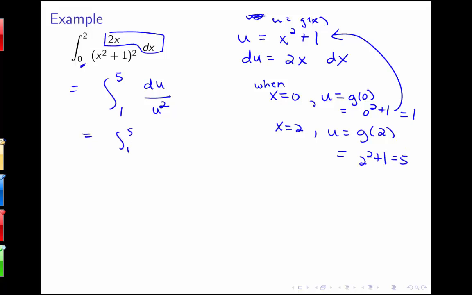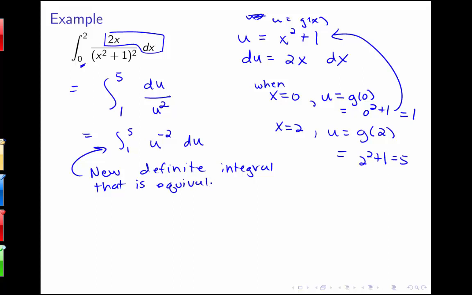So we're looking at this integral from 1 to 5 of u to the negative 2 du, just to rewrite this using negative exponents instead of as a fraction. Now what I have to remember here is this is now the integral that I'm computing. I'm not going to go back to x. I've got this new definite integral. This is our new definite integral. Right here, that is equivalent to our question. We now compute this integral without ever going back to x.